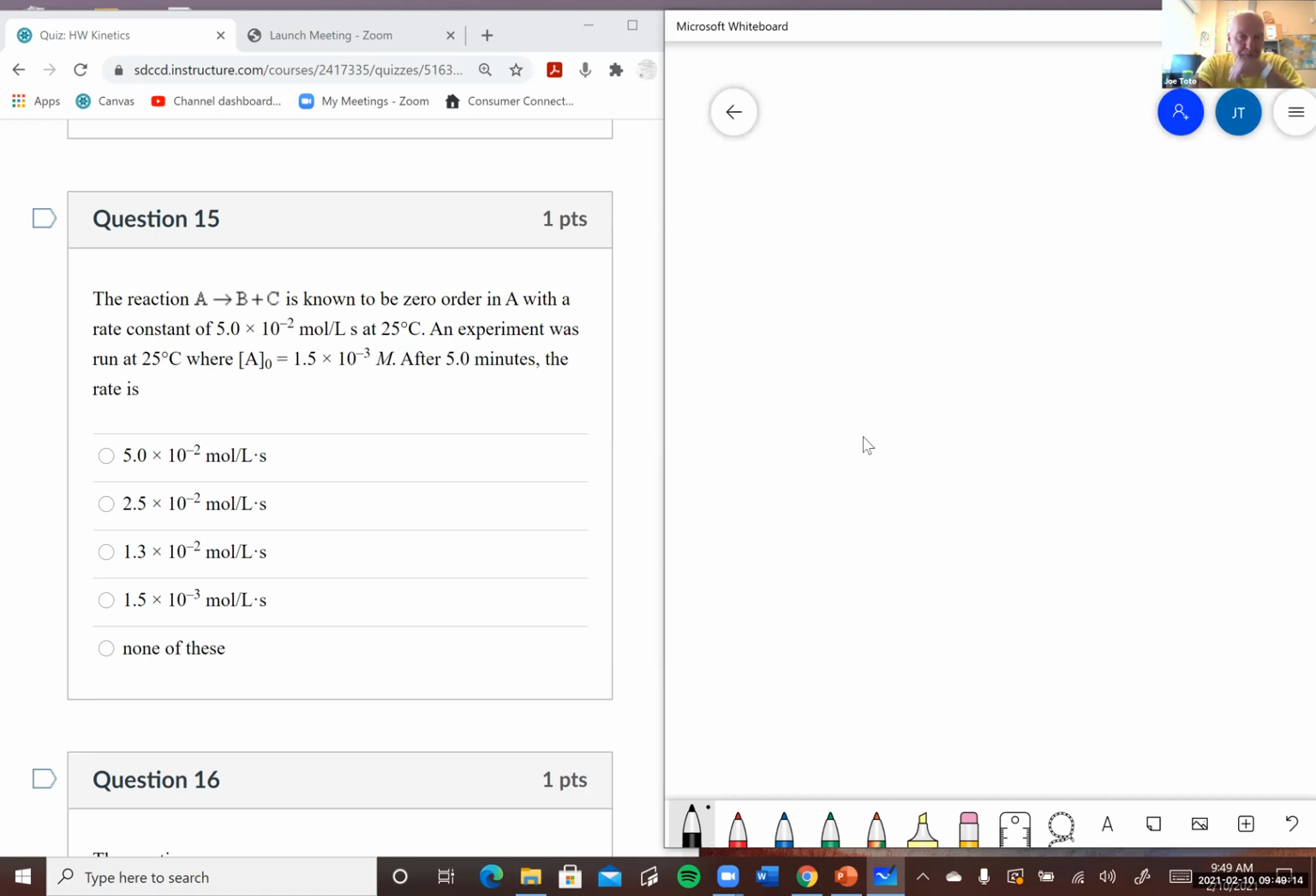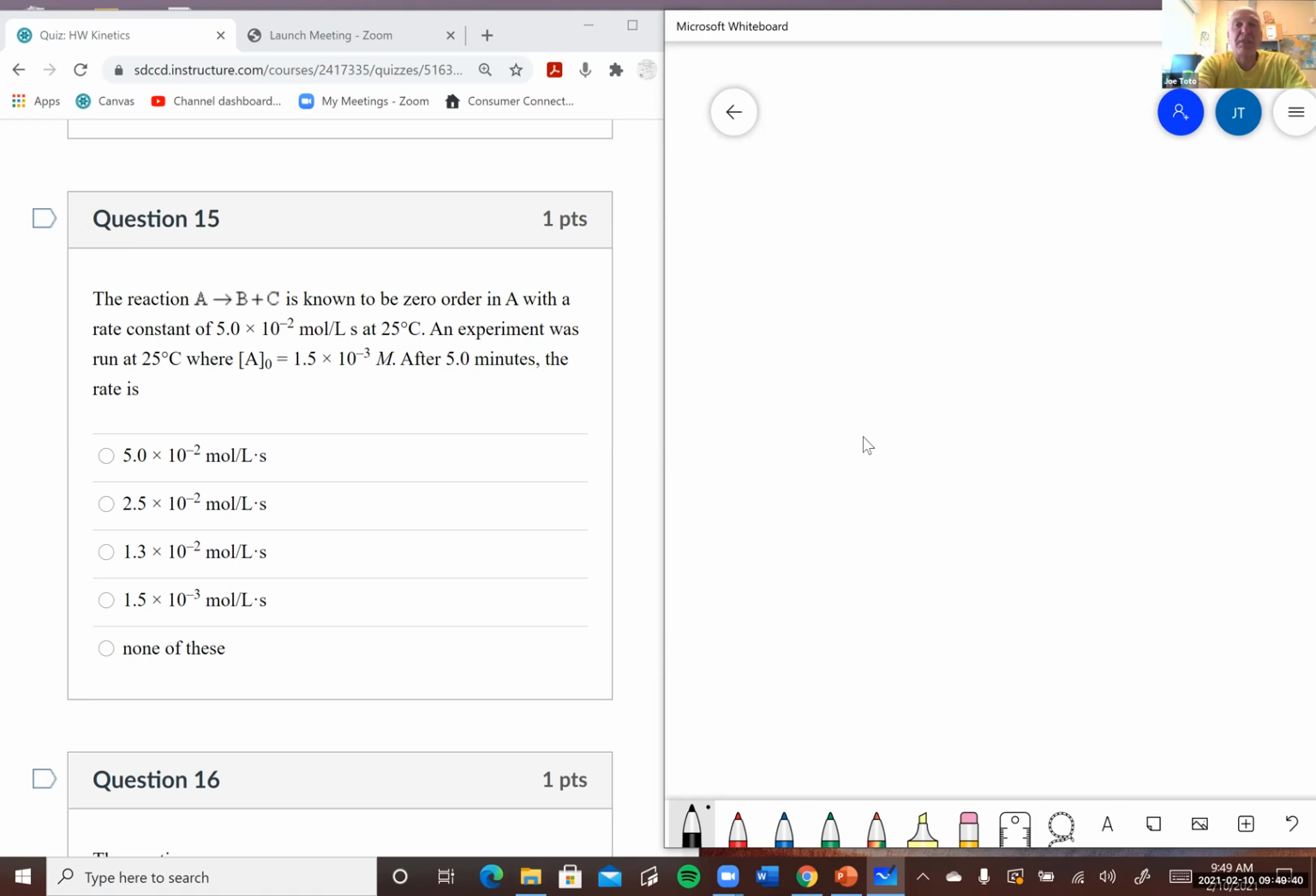It says this reaction A goes to B, C is known to be 0th order in A with a rate constant of that value at 25 degrees. An experiment was run at 25 degrees where the initial concentration was that. After 5 minutes, the rate is. All right, so they tell me right off the bat that the rate law is 0th order.